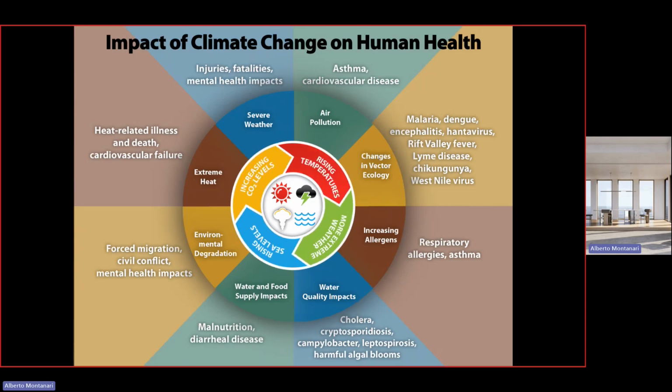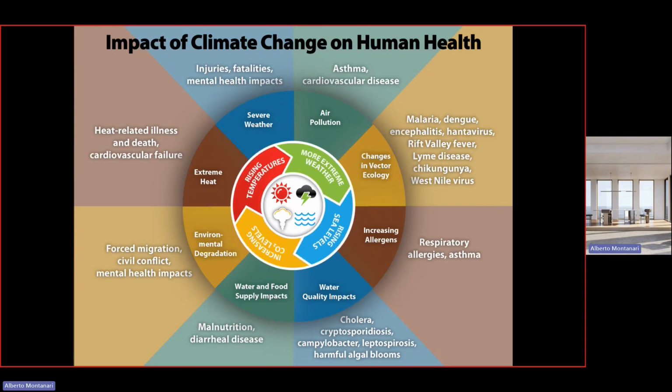And then you see the diseases in the external part: asthma, cardiovascular disease, also called CVD, the acronym, and then the vector-borne diseases: malaria, dengue, encephalitis, hantavirus, Rift Valley fever, Lyme disease. Lyme disease is considered to be very impacted by increased risk after climate change, chikungunya, and West Nile virus.